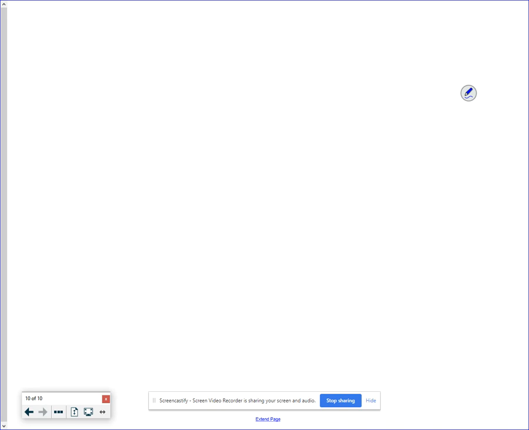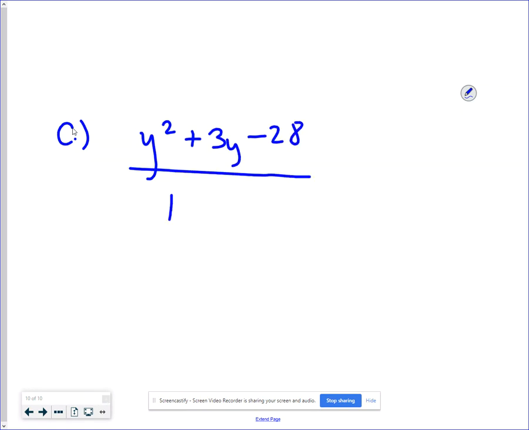All right, so let's try another one. Let's do y squared plus 3y minus 28 all over 16 minus y squared. So again, the first step is to factor. That's why that first day we spent just reviewing factoring. I said it's going to be important that you remember how to factor. What do we have in my numerator? Up here, this is a quadratic trinomial that has a leading coefficient of 1.